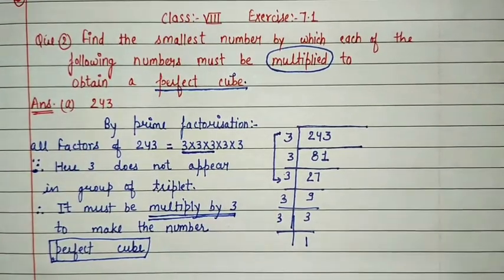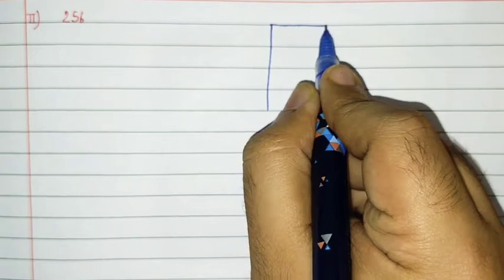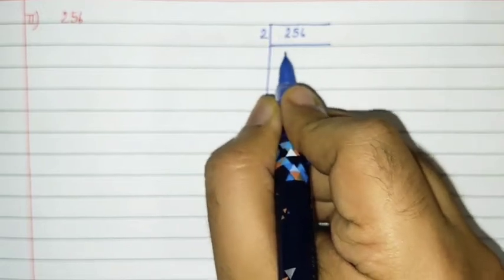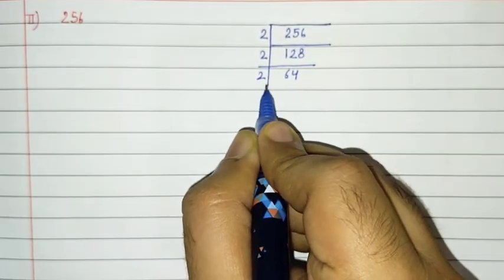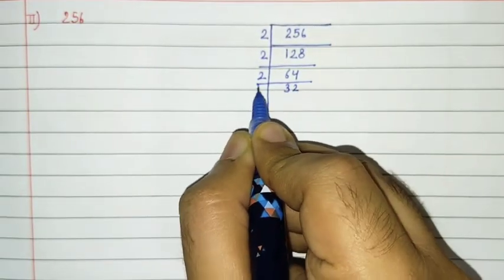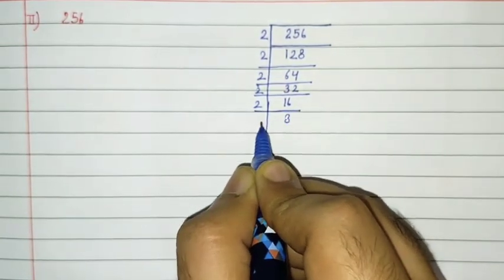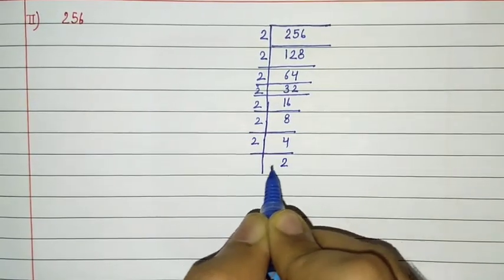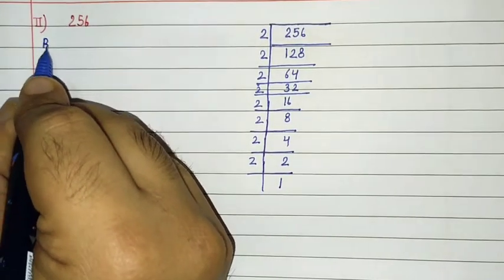Now the second part is 256. We will do the prime factorization. So divide by 2, 128, then again 64, after that again 32, again with 2, 16, then 8, after that 4, 2, and then 1.